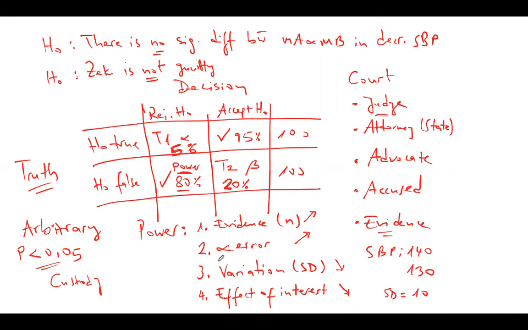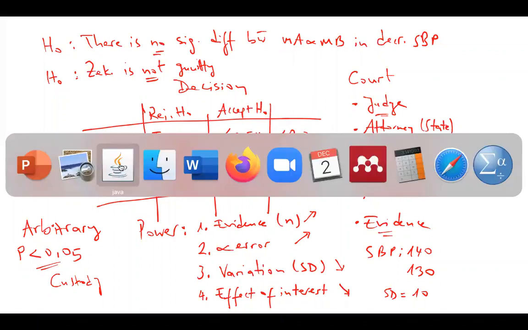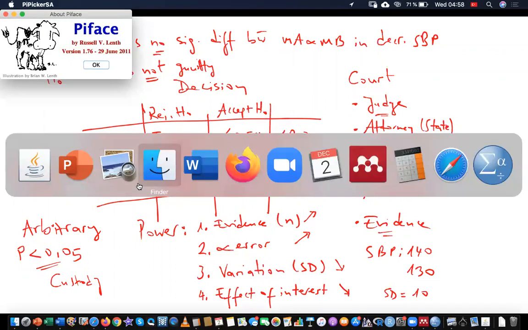But if you are after small differences, that requires much more sample size. Or if you look for small differences, your power will decrease. And this is all related with each other, as you have seen in the demonstration with this P-phase application.